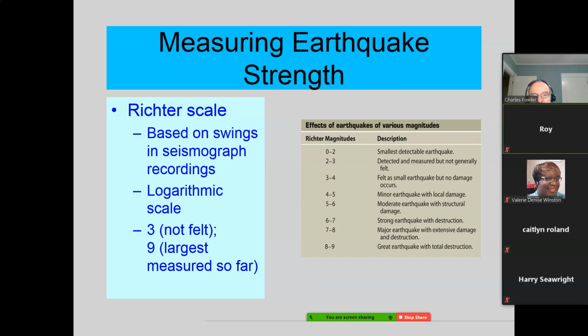The great earthquakes for total destruction, those are the 8 to 9. And like they said, the largest measured so far has been a 9.